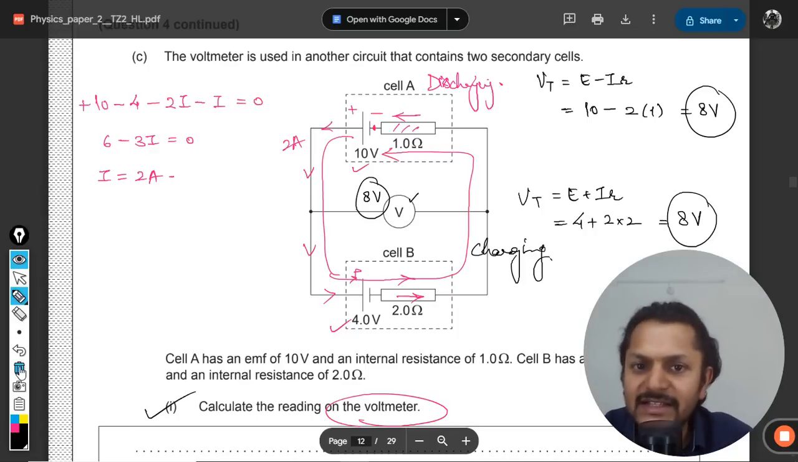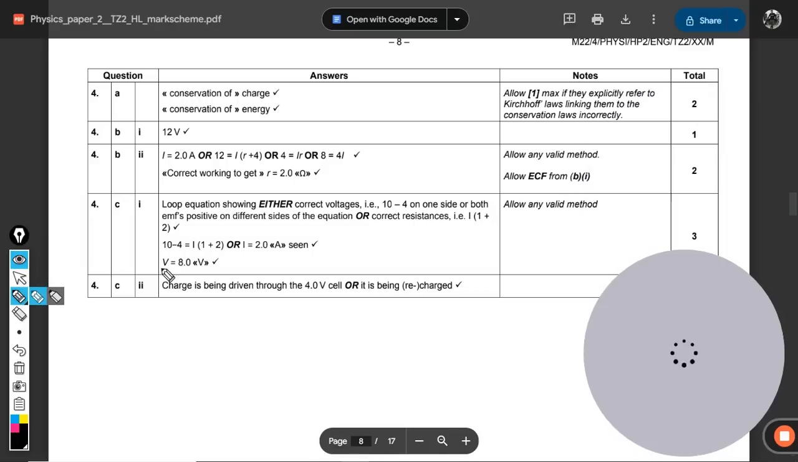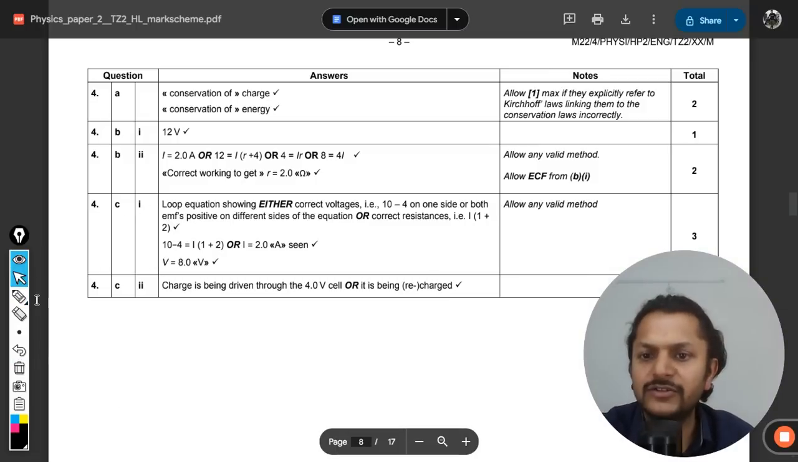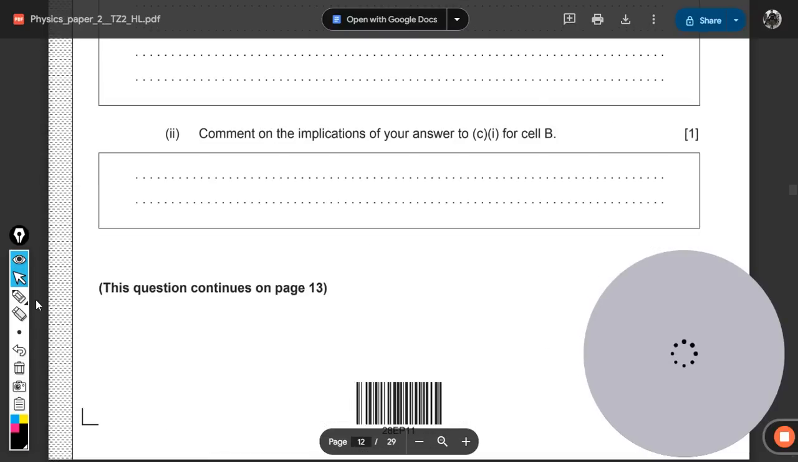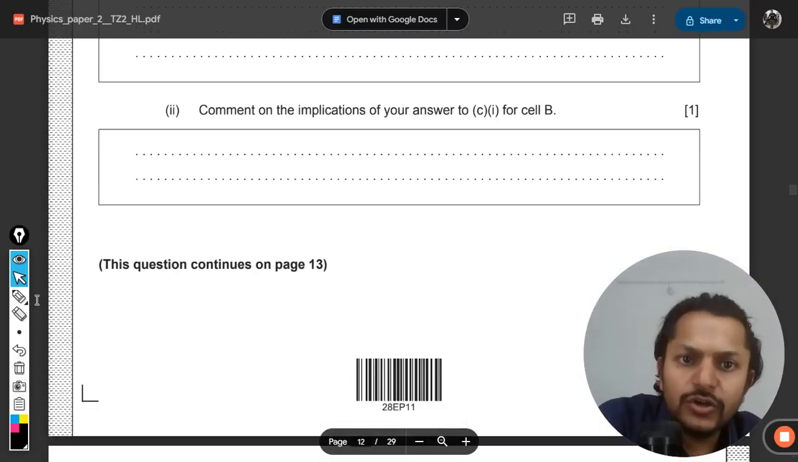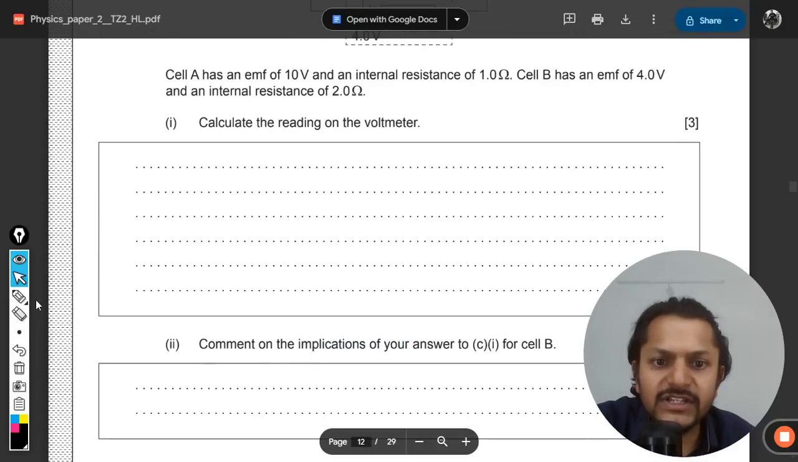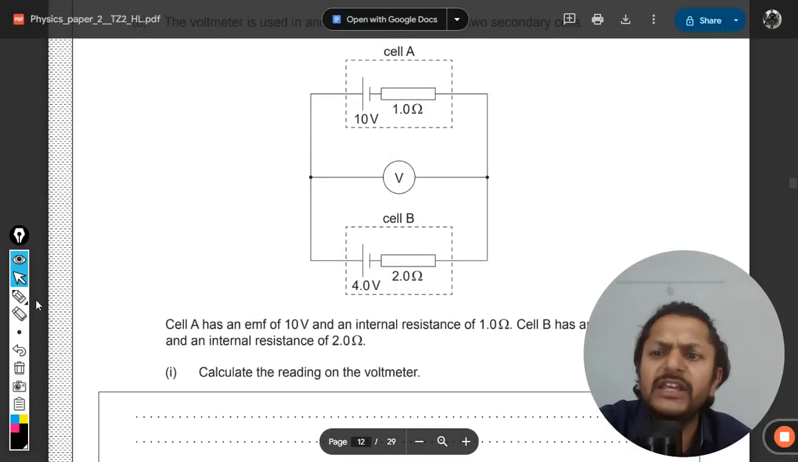Okay, let's now see what is given in the mark scheme. Yes, the answer is 8 volt. So this is done. Let us go to the last question, probably 4.C2. Comment on the implication of your answers to C1 for the cell B.